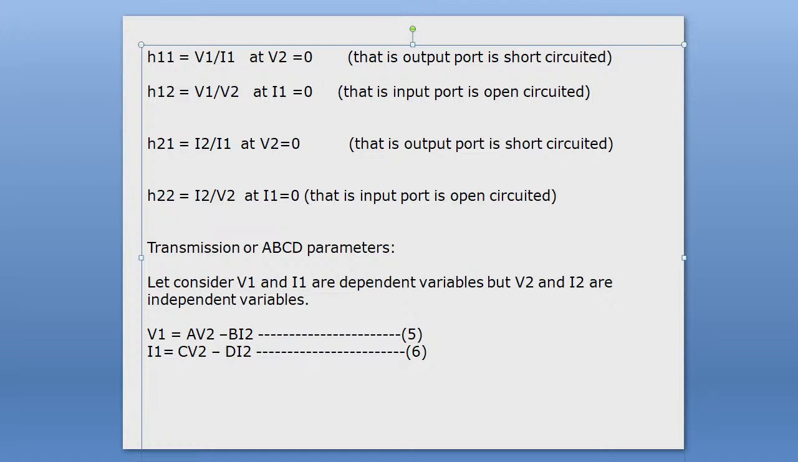That's why the negative sign appears in our equation. From this equation, everyone can easily determine the expressions of A, B, C, D. What will be the expression of A? A equals V1 by V2, with I2 equal to 0. B equals minus V1 by I2, with V2 equal to 0. C equals I1 by V2, with I2 equal to 0. D equals minus I1 by I2, with V2 equal to 0. In a similar way you can calculate the others.